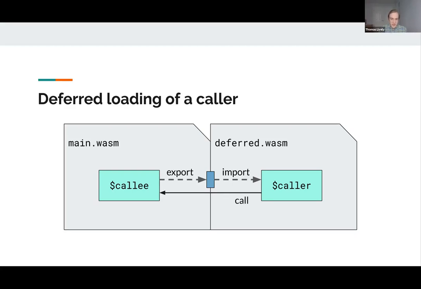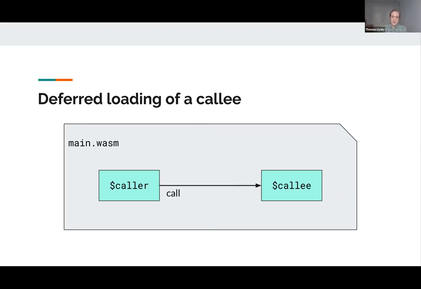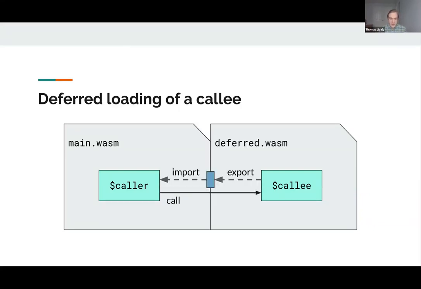So what if we want to defer the loading of the callee instead? So now we've flipped the arrow. Caller is going to stay in the main WebAssembly module, and callee is going to get deferred. So we can try doing the same thing, now exporting the callee from the deferred module and importing it in the main module, and then doing a call just like normal.